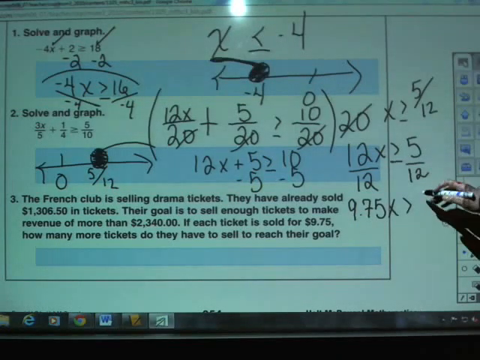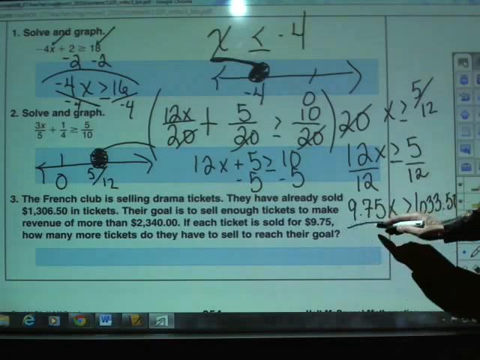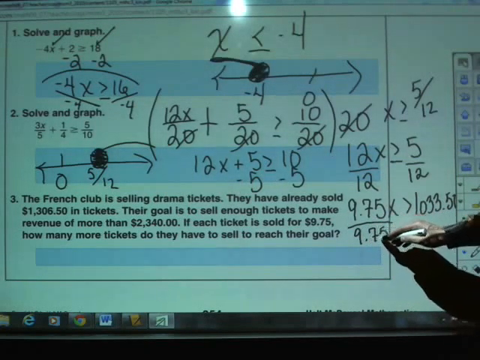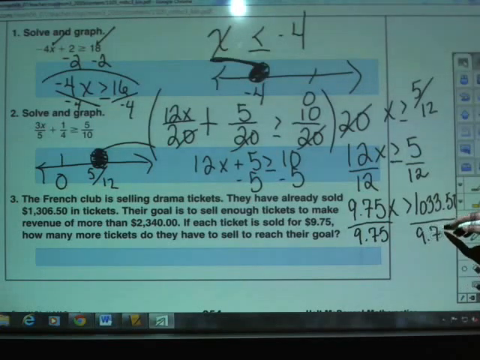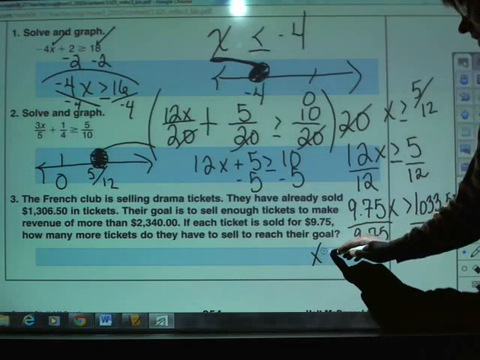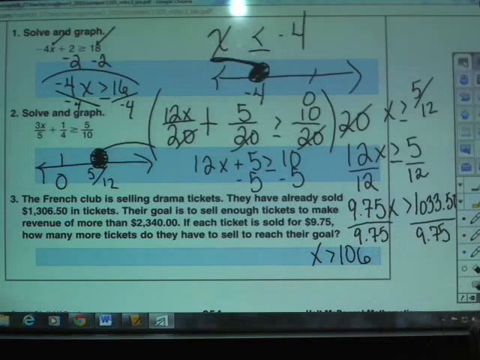So 9.75x has to exceed $1,033.50 now to figure out how many more tickets they need to reach their goal. Well, this is a really simple one-step multiplication inequality. If it's multiplication, that means we're going to solve by dividing. So I'm going to go ahead and divide all the way across by 9.75. When I take that 1,033.50 and divide by 9.75, the result turns out to be 106, which, put back in context, means they need to sell more than 106 tickets to reach their goal.